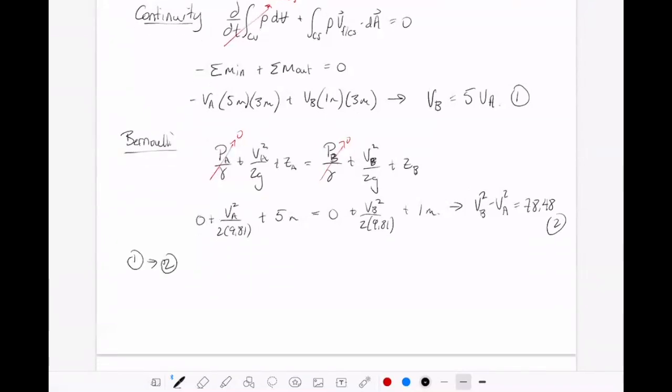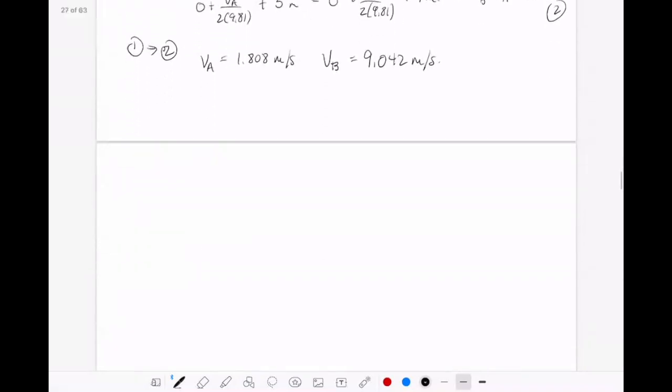So let's put equation 1 into equation 2. VA is 1.808 meters per second. And VB is equal to 9.042 meters per second. So we have a free body diagram, continuity equation, Bernoulli equation, solve for the velocities at the inlets and outlets. Now let's apply our linear momentum equation.